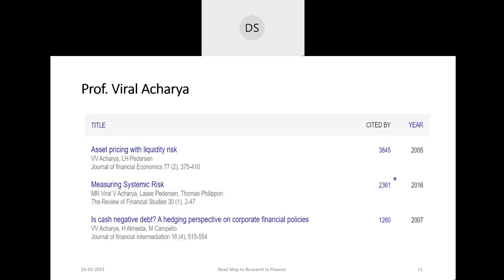Then Professor Viral Acharya has three famous works: Asset Pricing with Liquidity Risk, Measuring Systemic Risk, and Is Cash Negative Debt? A Hedging Perspective. These have received a reasonable number of citations. Professor Viral Acharya is also a global icon in the field of finance from India.